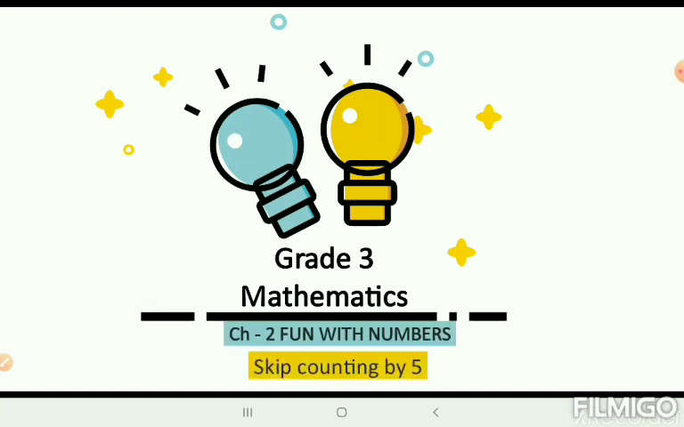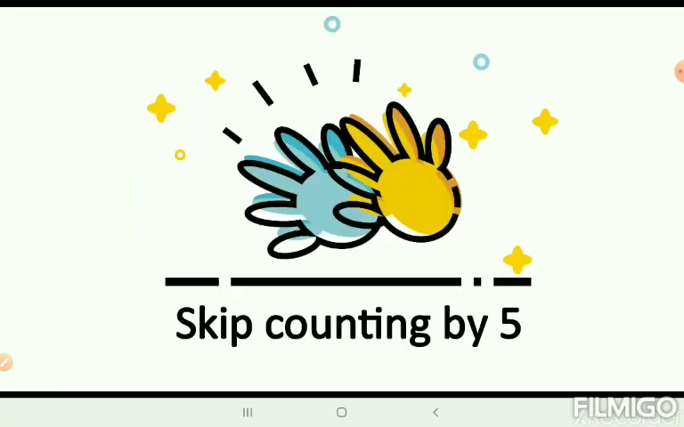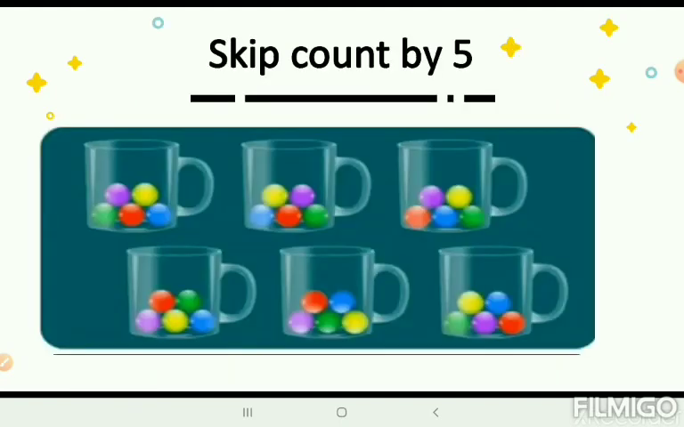And the topic for today is skip counting by 5. The learning objective of today's class is that students should be able to skip count by 5. The learning outcome at the end of the class will be that students should be able to solve and find numbers by skip counting by 5. Let's continue with the topic of today, skip counting by 5.